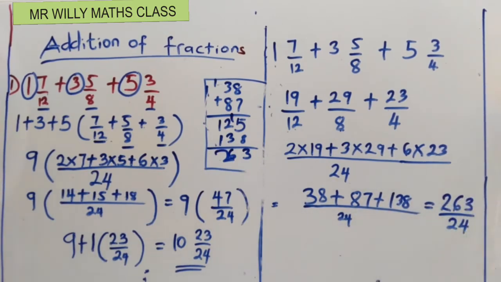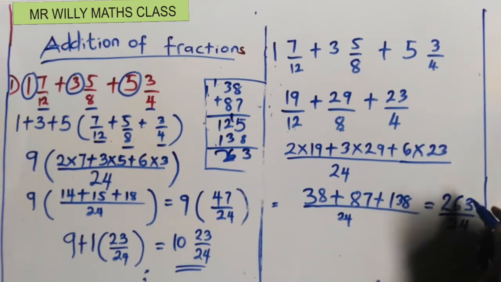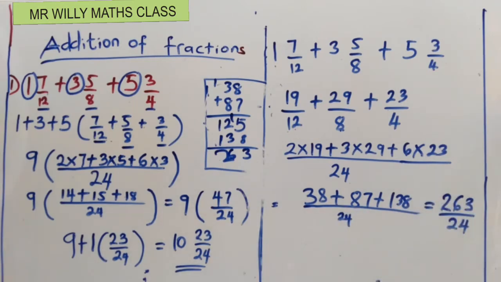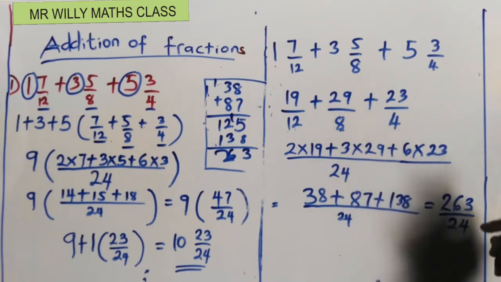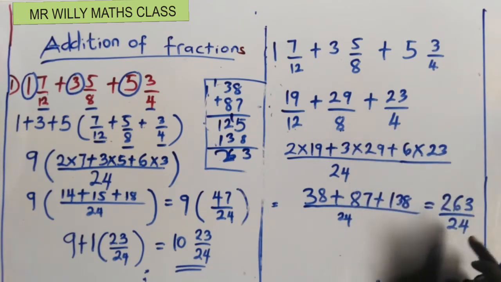Now you have to divide 263 with 24. The simple way would have been that if there is a number that can divide 263 and 24, but there's no factor. You have to use the denominator, which is 24, to divide 263.